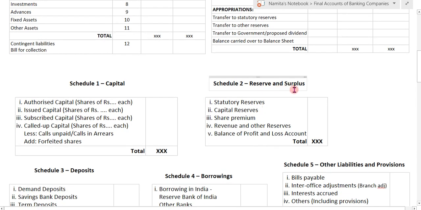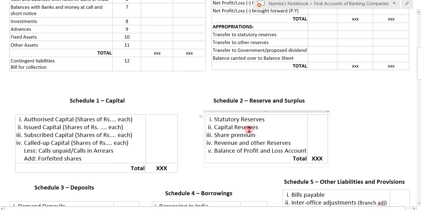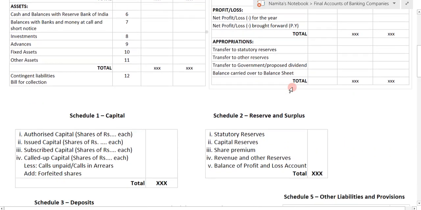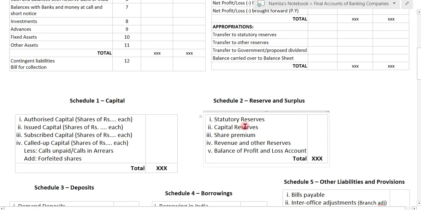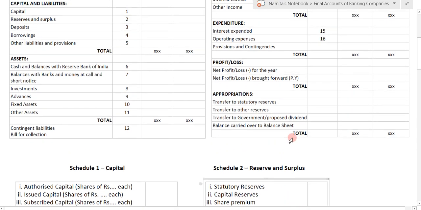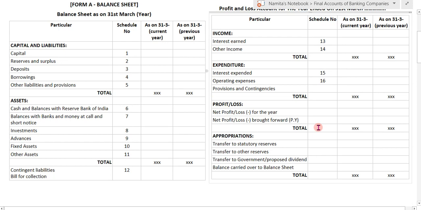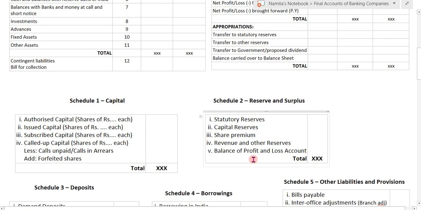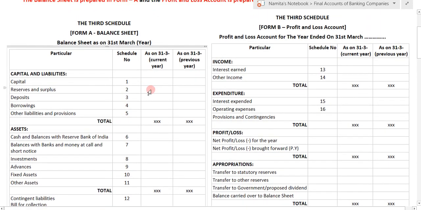So in reserves and surplus, first is statutory reserve. Okay, so see here, 25% of the profit and loss is to be transferred to statutory reserve. Then capital reserve, share premium, revenue and other reserve, and balance of the profit and loss account. Whatever the balance is, the balance of the profit and loss account is to be transferred to balance sheet. So you have to note down in schedule number 2, and at last the total of this schedule number 2 is to be noted down in the balance sheet format.